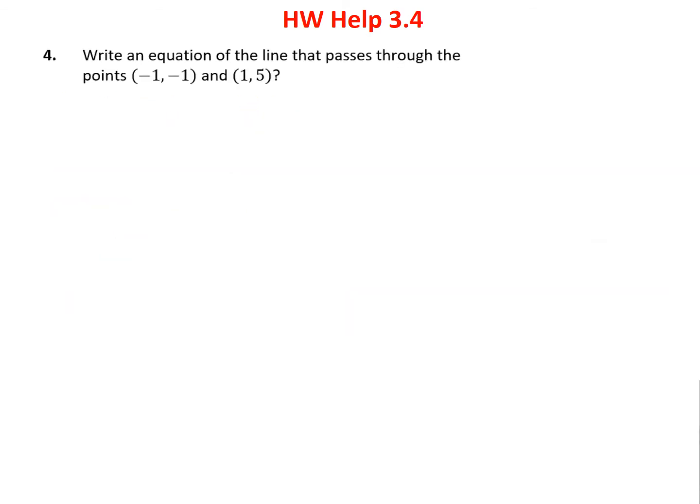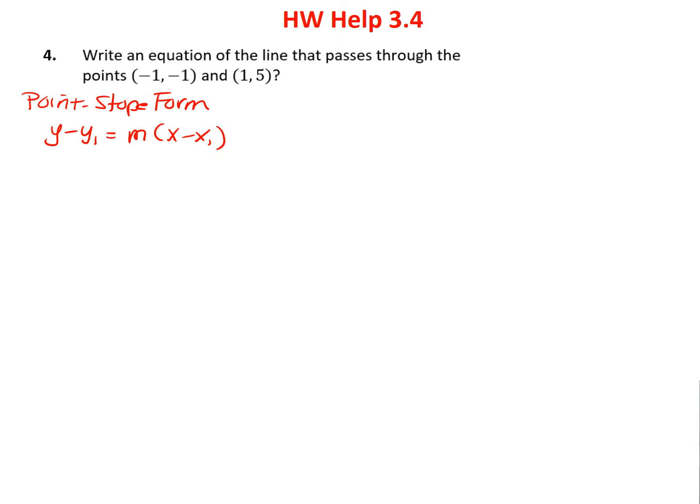Problem 3 asks us to write an equation of a line that passes through the points (-1, -1) and (1, 5). Well, there's a couple ways to do this. Because we're dealing with an equation of the form point-slope, that's what we're studying, we're going to do it that way first. So notice if I write that out, that's y minus y1 equals m times x minus x1.